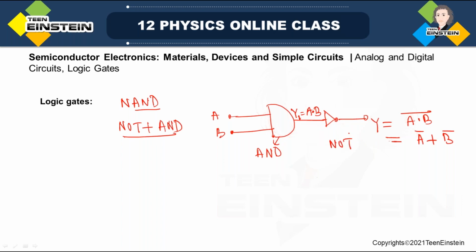Combined circuit symbol will be just a bubble. If you add it along with the AND gate, then you get NAND.